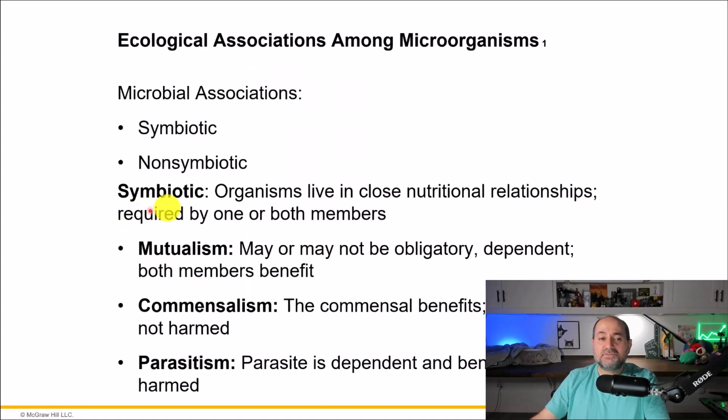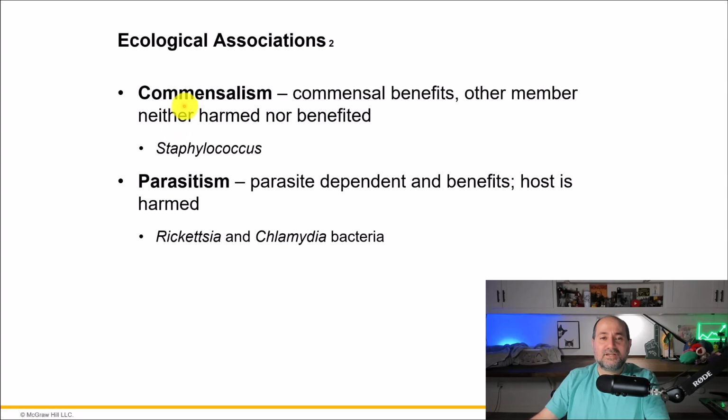Now, another type of symbiotic relationship is called commensalism. In commensalism, the commensal organism benefits. The other member neither benefits nor is harmed. Here's an example of commensalism. Again, during commensalism, the commensal benefits. The other member is neither harmed nor benefits. Staphylococcus that grows on your skin, right? Think about the staph that grows on your skin.